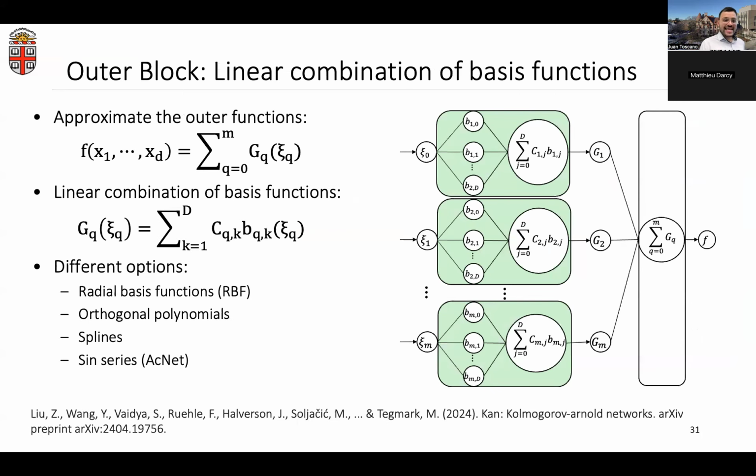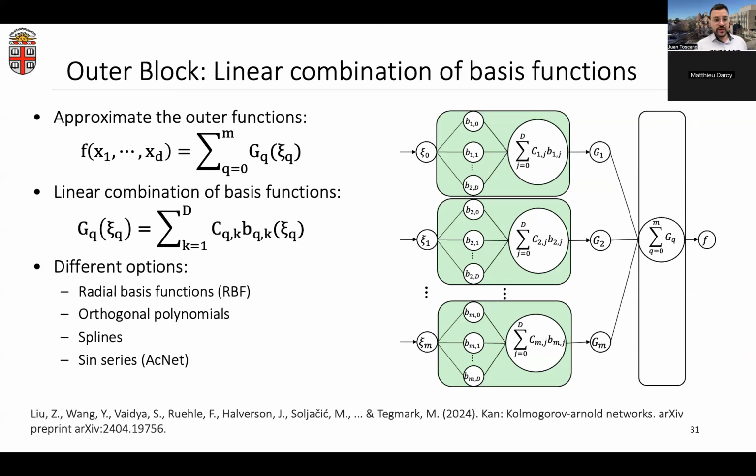For the outer block, the outer functions, we can again use a linear combination of basis functions as they did in the first papers, and we can use different options like radial basis functions, orthogonal polynomials, splines or sine series. We were using this basis from another paper on KANs that was trying to use another version of the Kolmogorov-Arnold representation theorem, not the original one.